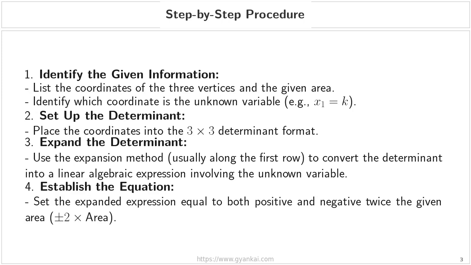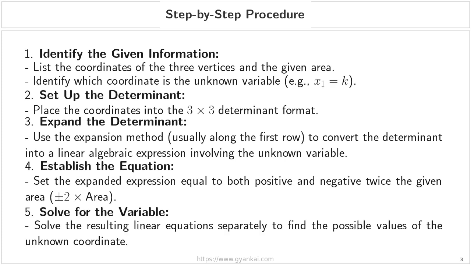Step 4. Establish the equation. This is a crucial step where many students stumble. Take your expanded expression and set it equal to both the positive and the negative of 2 times the area. Remember, as we discussed earlier, we are using plus or minus 2 times the area to account for both possible locations of the vertex. Finally, step 5. Solve for the variable. You will now have 2 separate linear equations to solve. Solve them individually to find your 2 possible values for the unknown coordinate.